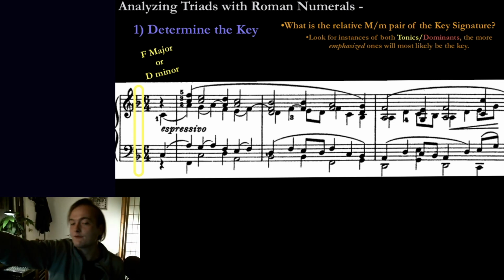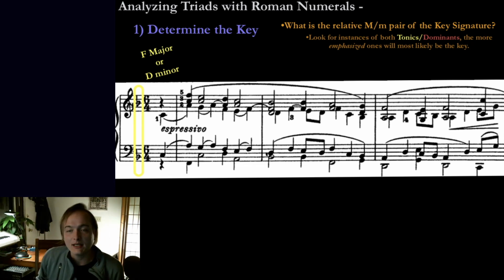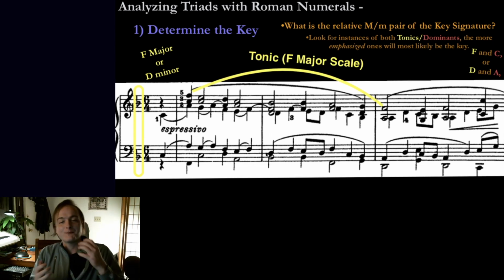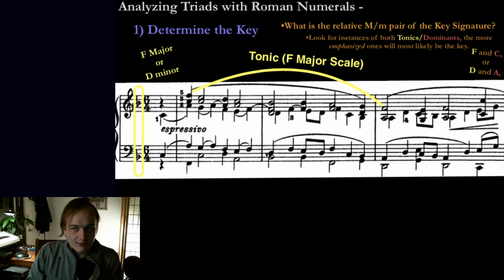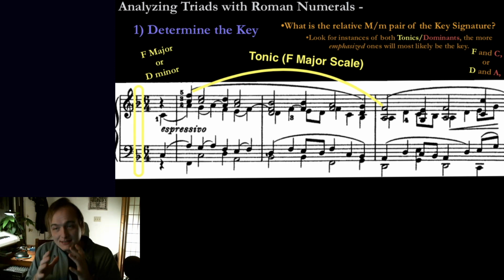Now, in this case, we don't have the full piece. All we have is the beginning, but the beginning is enough. So we're looking for tonics and dominants in F major. That would be F and C, as you see in the top corner there. Or in D minor, that would be D and A, dominant being A of D.